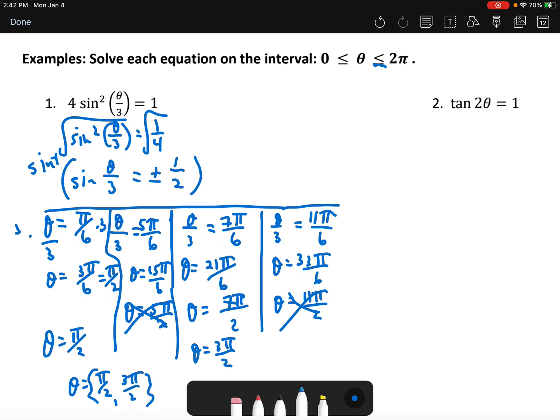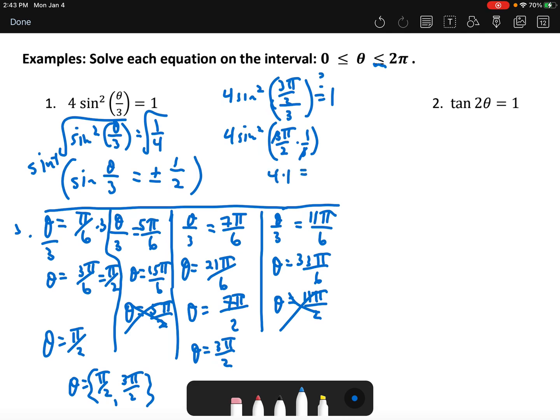Now before we commit to 3 pi over 2, let's put it in there and see if it works. 4 sine squared of 3 pi over 2 over 3 equals 1. Does it equal 1? Let's see. 4 sine squared, that would be 3 pi over 2 times 1/3. And the 3's would cancel. It's pi over 2 then. What's the sine of pi over 2? 1. 4 times 1 does not equal 1. So that doesn't work.